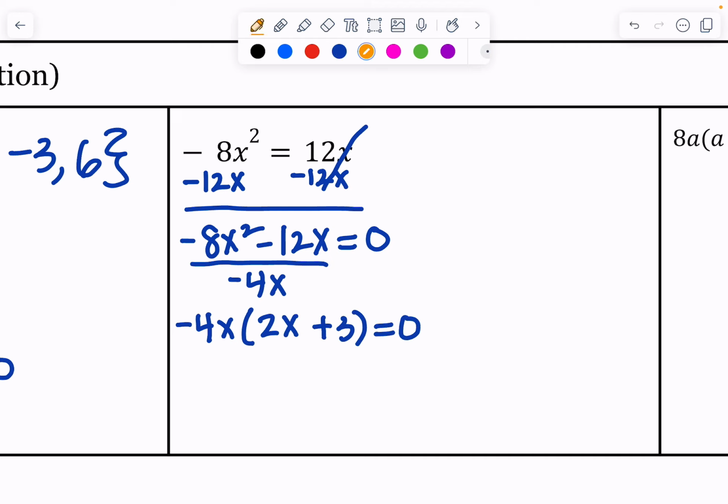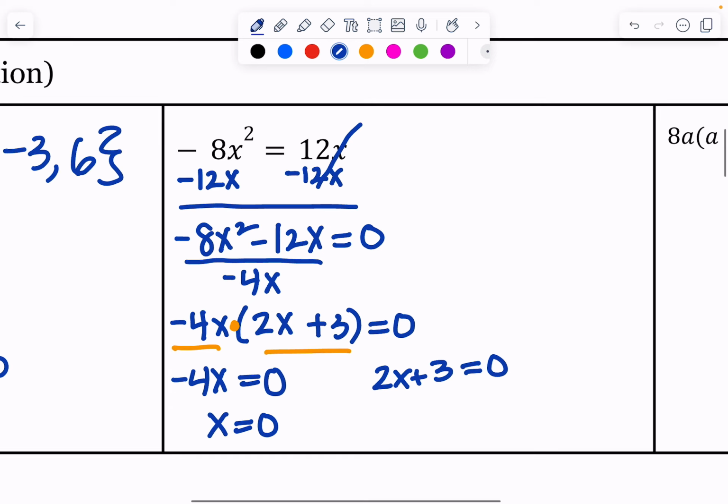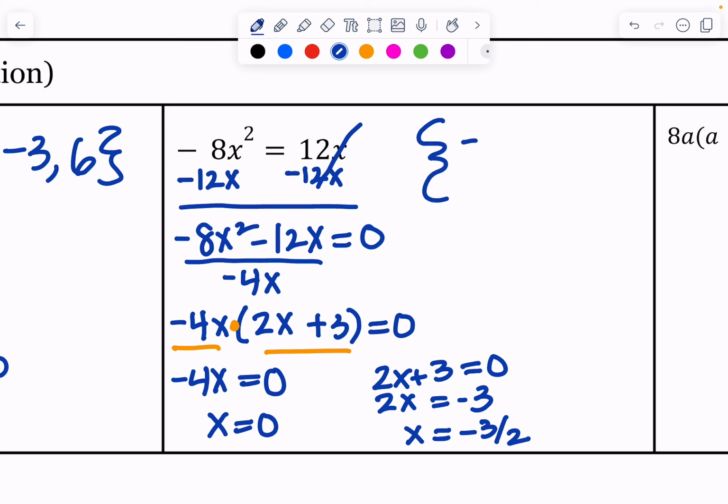It does look a little weird, but we do have two things that multiply to get equal 0. So we have negative 4x equals 0, or 2x plus 3 equals 0. For our first one, we get x equals 0 when we divide by negative 4. For our second one, we have 2x equals negative 3, or x equals negative 3 over 2. So the solution set for this one would be negative 3 over 2, or 0.